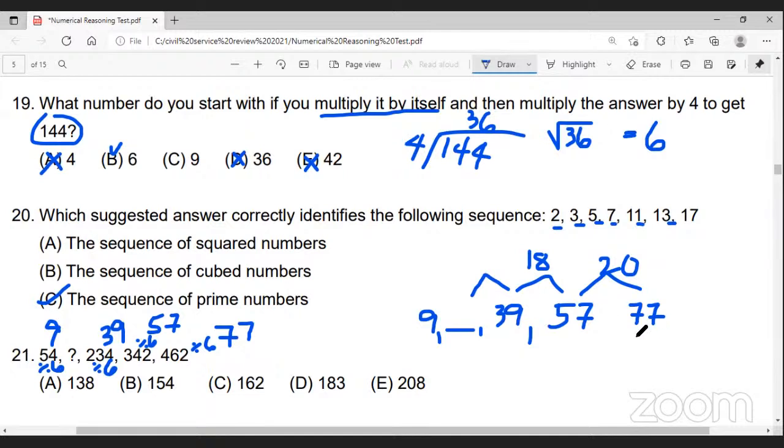Let's get the opposite operation. Times 6 here, the result is 462. Times 6 here, the result is 342. Times 6 here, the result is 324. So we need to multiply the unknown by 6. We will make use of times 6.